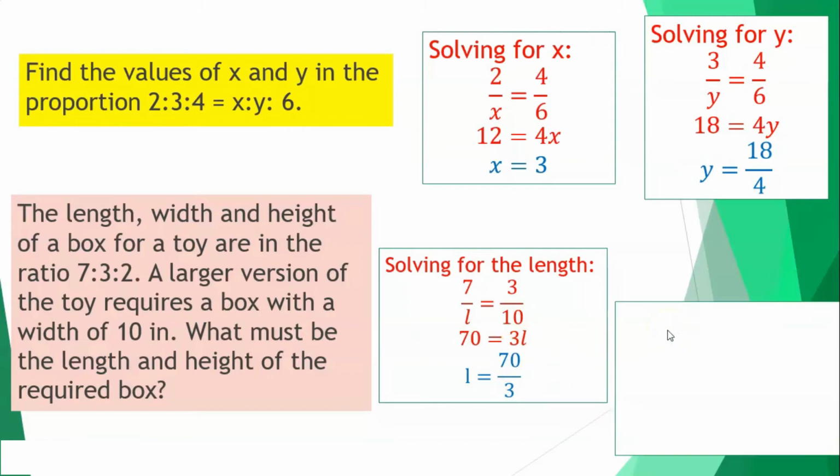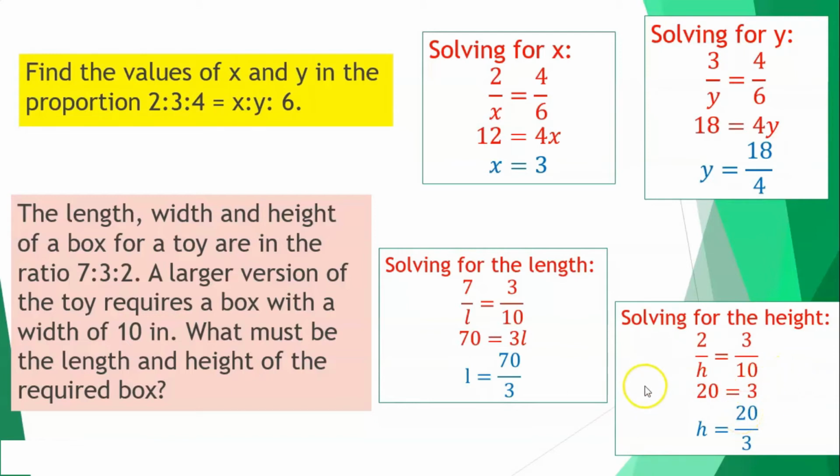Okay, now solving for the height. That would be 2 over the height is equal to 3 over 10. Cross multiplying, we will have 20 equals 3h, or h is equal to 20 over 3.